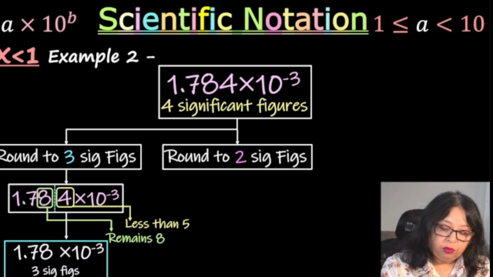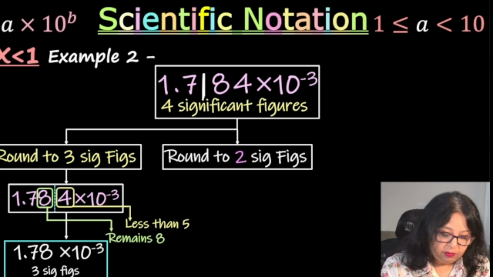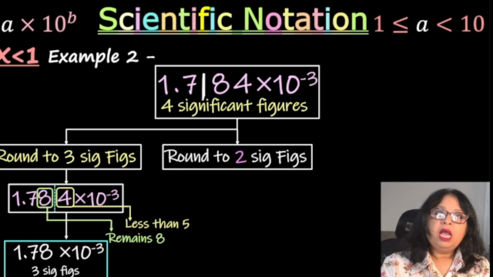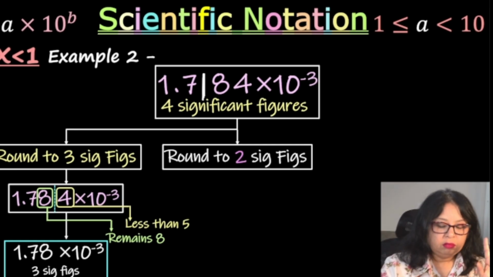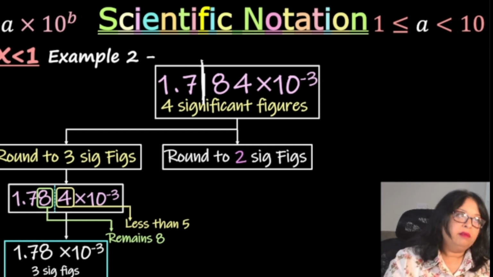Next, we are going to round off to 2 sig figs. Now I'm drawing this line between 7 and 8. So there are 2 digits to the left of it. All I'm concerned about is how many digits are to the left of the line. To the right of it, there can be as many digits, it doesn't matter. Since I want to round it off to 2 digits, I must have only 2 digits to the left of this line that I've just drawn.